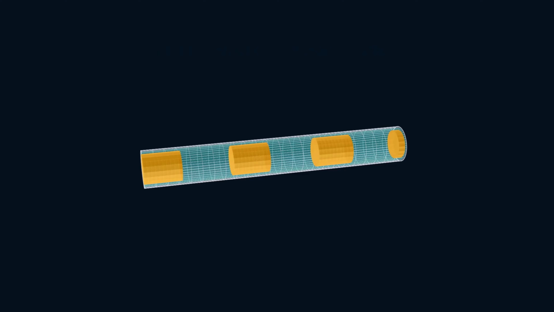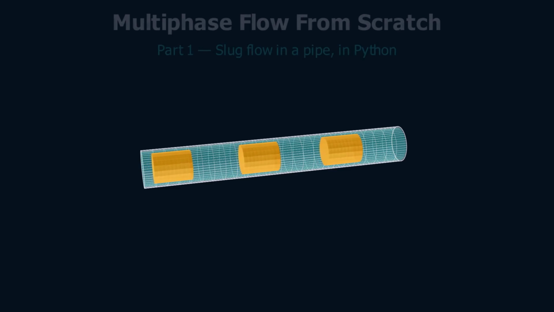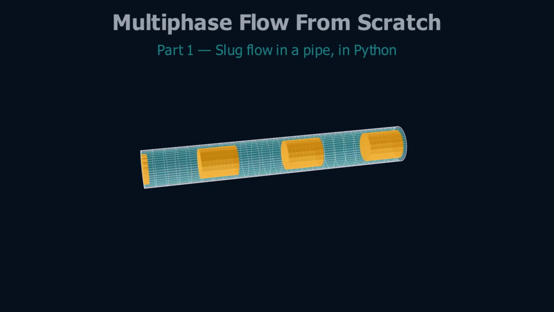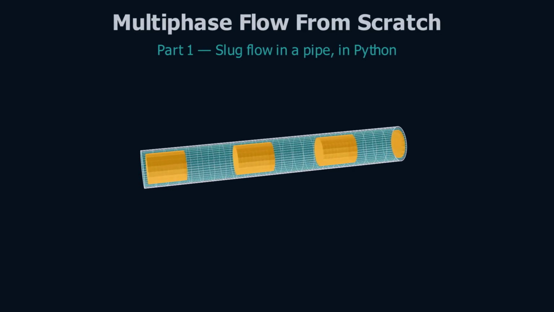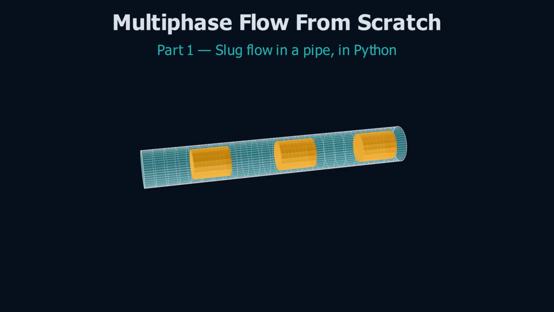Here is the promise. No black box. Every equation is derived on screen before it becomes code. Every line of Python is short enough to read aloud. And at the end we do not just admire the pictures. We verify mass conservation down to machine precision, 10 to the power minus 15, and the code itself asserts it.